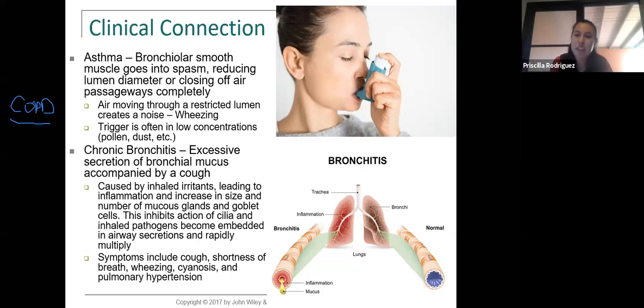Yes. So the pathogen sitting there with the mucus, does it get really thick and that's why the cilia can't push it?